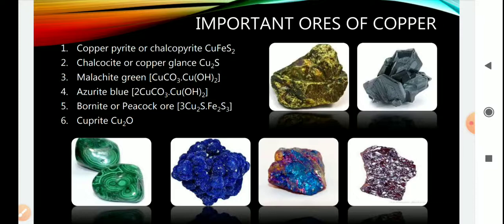Basically, copper and other ores sometimes become colorful due to their different composition and their crystalline nature, as they are present in our earth's surface. Depending on the pressure, crystal nature and environment, the color will be defined.